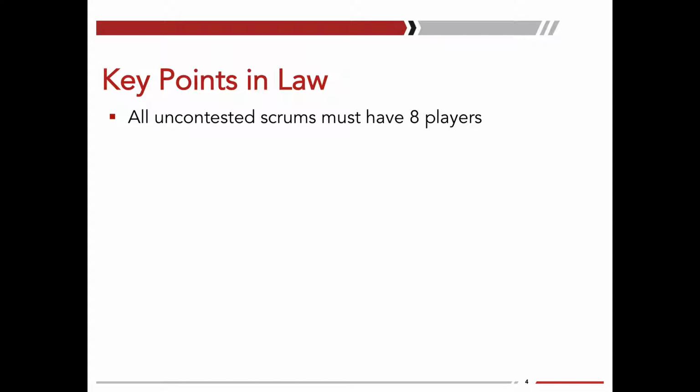Our first point is that all uncontested scrums must have 8 players. I do not have a video example of this. However, it's pretty straightforward that each team in an uncontested scrum must have 8 players. At the under 19 level, in contested scrums, we need to have the same number of players. At the senior level in contested scrums, we can have one team with more players than another. However, in uncontested scrums, we must move to 8 players. In some cases, it might mean a back having to come and fill in.